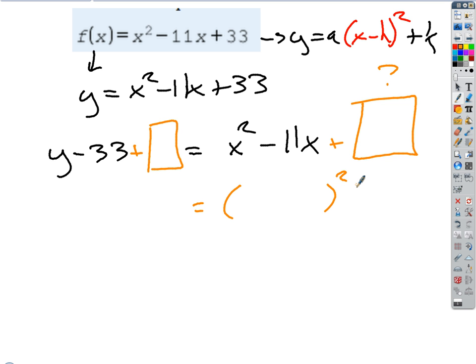Okay. So what's the perfect square that we build from those two terms? X. What's the number that's going to get combined with x?